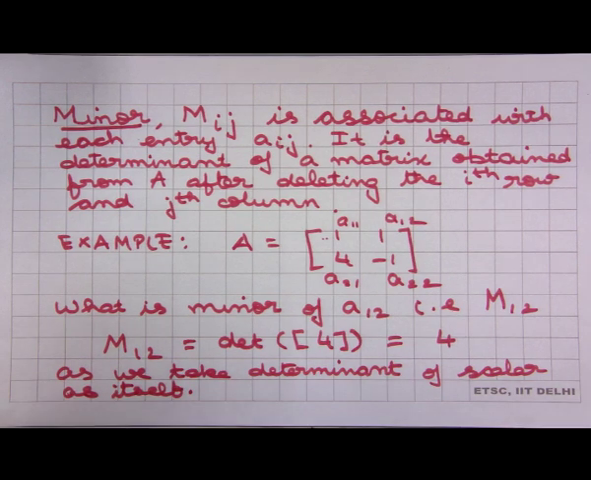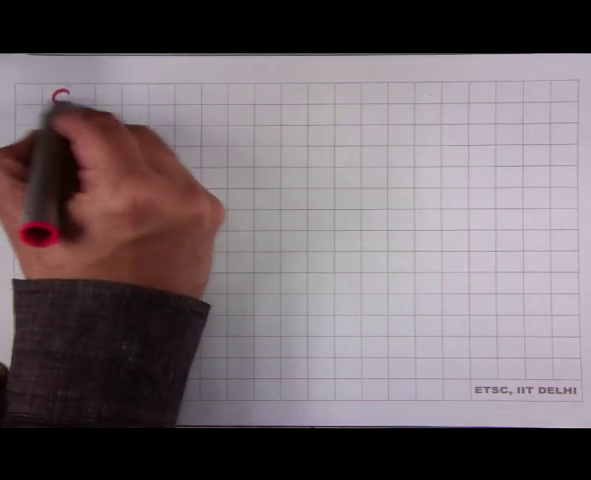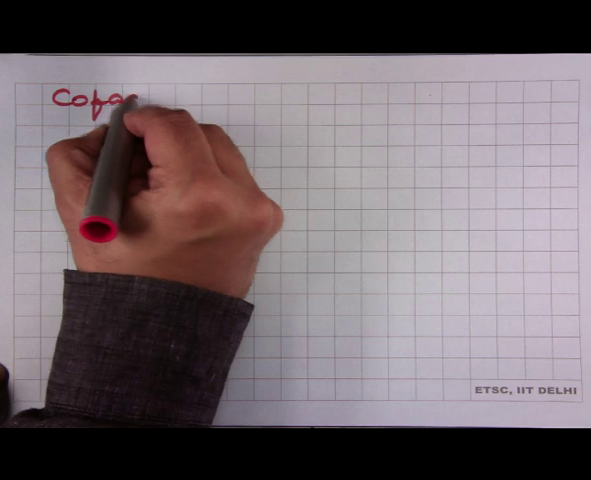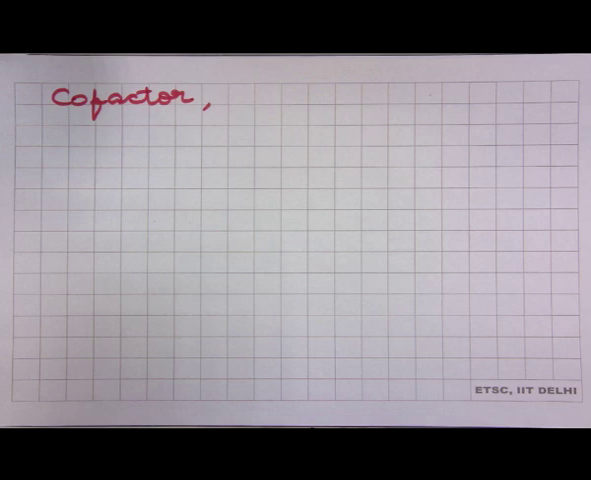Okay. So this is the definition of a minor, and closely related to the definition of a minor is this idea of a cofactor. Just like the minor, it is also associated with each element of a matrix. We denote it as Aij, and the cofactor is equal in magnitude to the minor, but it can have a different sign, and the sign will depend on the value of the row i and the column j index.